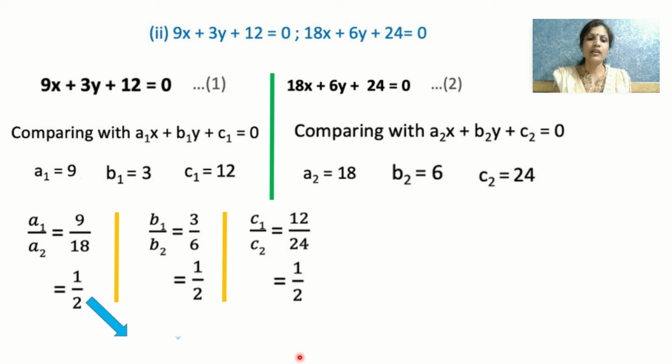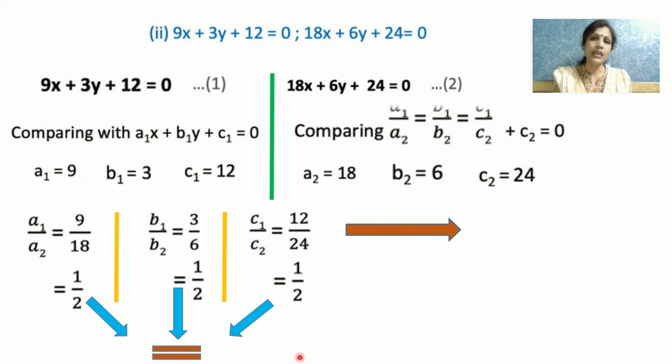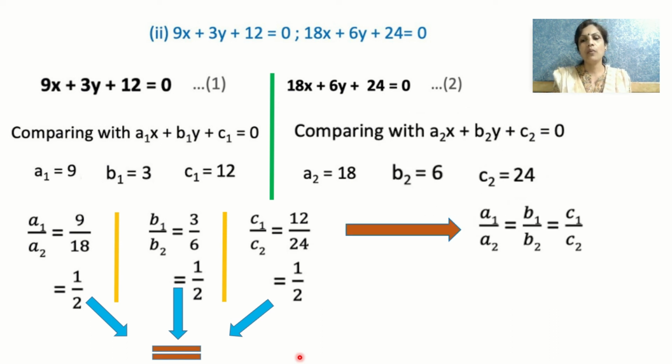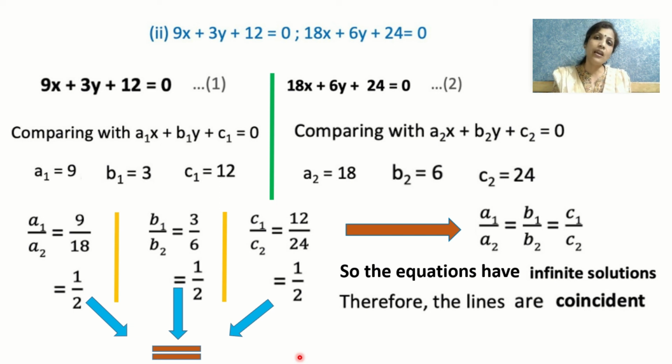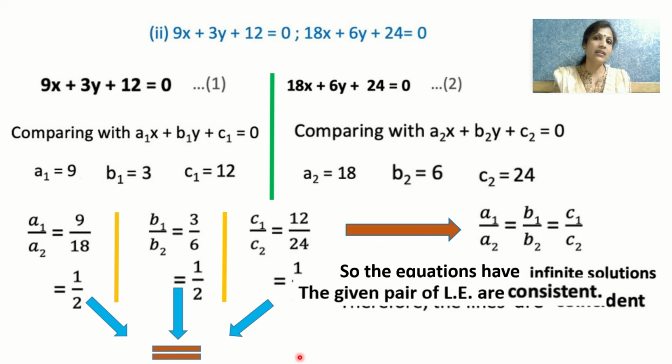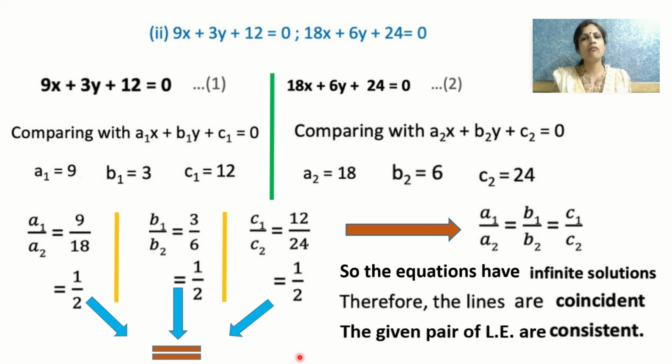So looking at the three ratios, all three are equal to each other. And when they are equal to each other, the equations have infinitely many solutions. And how does the graph look? The graph will be overlapping lines, or you can say coincident lines. And as I said, when you get solutions for the given pair of linear equations, we call the pair consistent. So the given pair of linear equations is consistent.